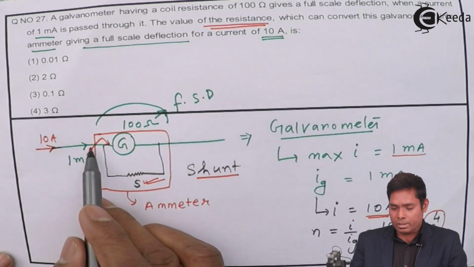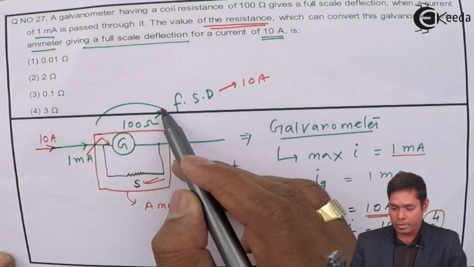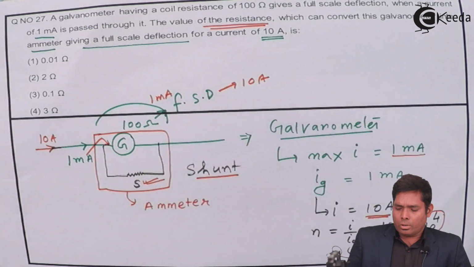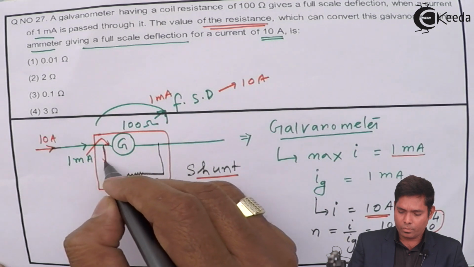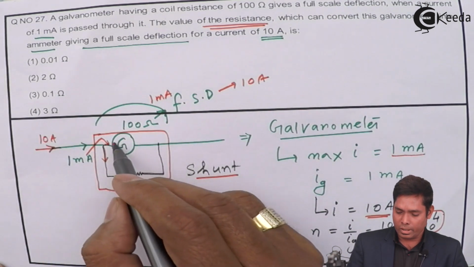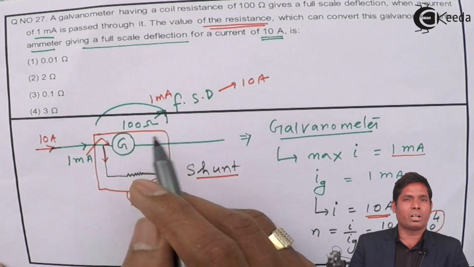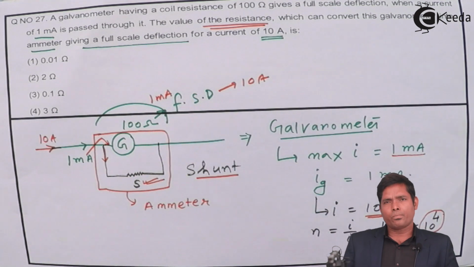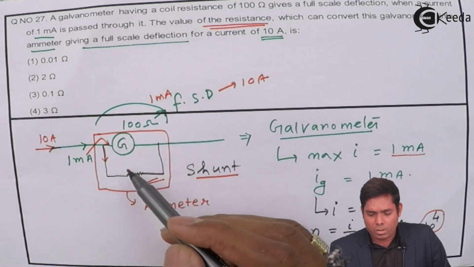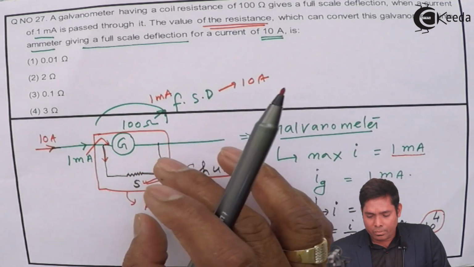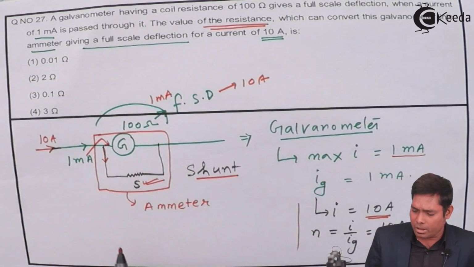So 10 ampere is coming through, and it measures here as 10 amps. Earlier it was measuring 1 milliampere, so the rest of the current is to pass through this. Out of 10 amps, only 1 milliampere will pass through the galvanometer as usual, because it has to, but the remaining will pass through this, but the potential difference will be equal. So I can take the potential difference equal and solve it. That is one way. Another way also I'll tell you, but this is the general method.